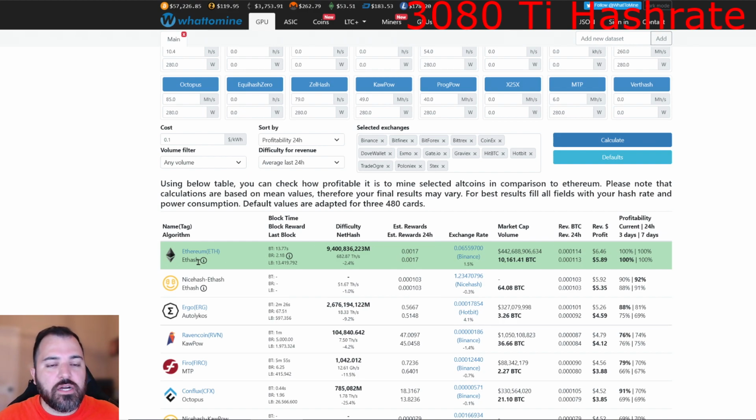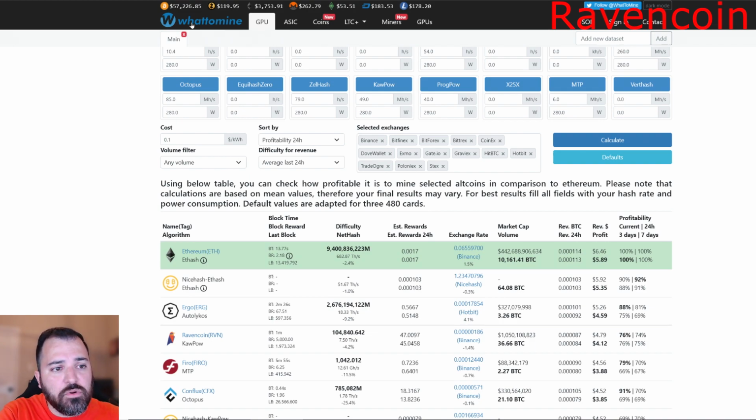There's a lot of positives out of mining Ethereum, and I'm converting it to Ravencoin. I use Mining Pool Hub to mine Ethereum to that pool, and then I get paid in Ravencoin. So that's for other reasons.